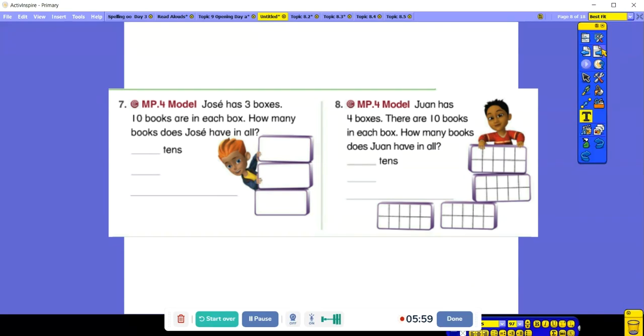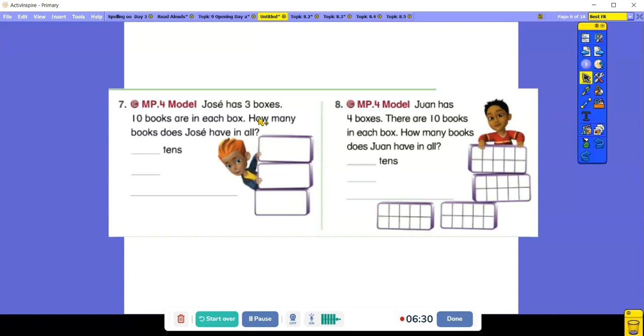Now, we also use that to help us with some of our word problems. Let's take a look at the first one. It says, Jose has 3 boxes. 10 books are in each box. How many books does Jose have in all? I'm going to break this apart a little bit. It says Jose has 3 boxes, and here I see 1, 2, 3 boxes. They're telling me that there's 10 books in each of these boxes.